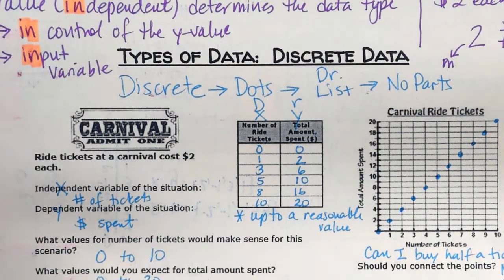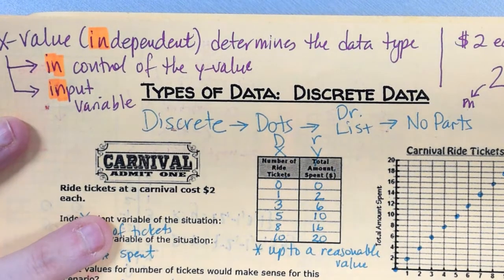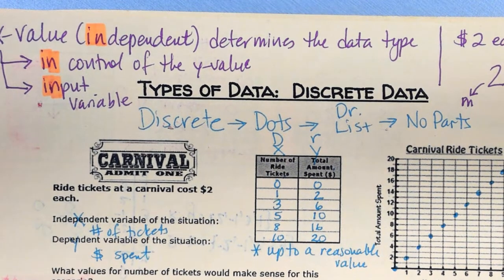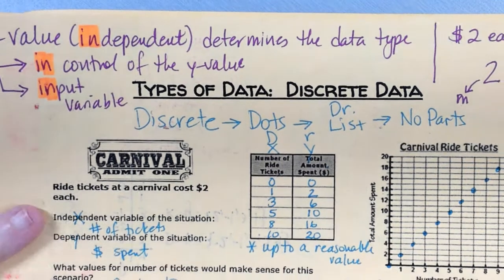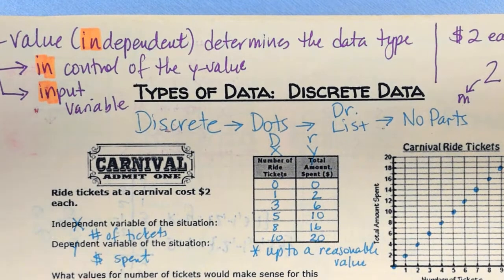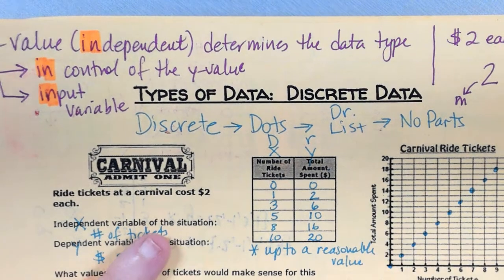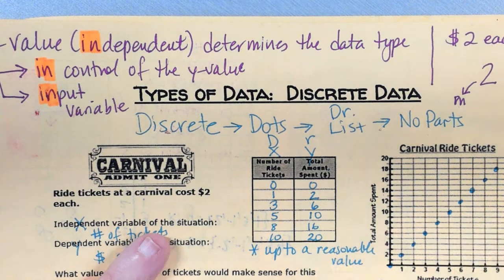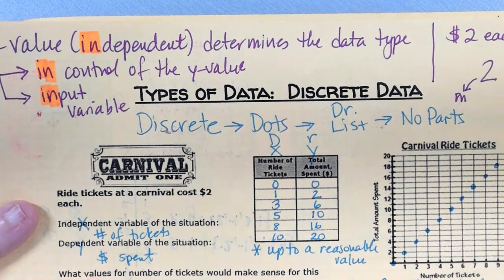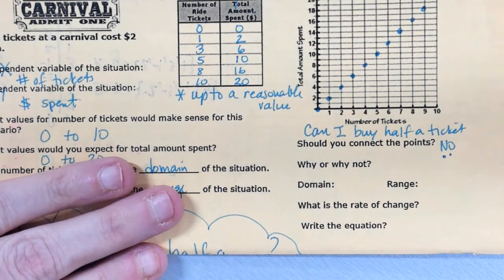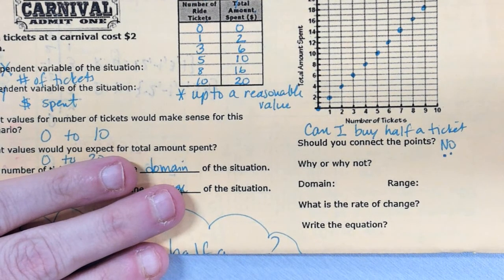So do you see how knowing what my data is decides so much? It determines my X value. What my X value is decides whether I have discrete or continuous data. It describes what my graph looks like. It describes what my domain and range look like. Don't be looking at your watch. Okay? All right. So it decides so much stuff for me, okay? So this, meaning no, tells me what my domain and range look like. And the why or why not, I already said why, because I can't buy half a ticket, okay?